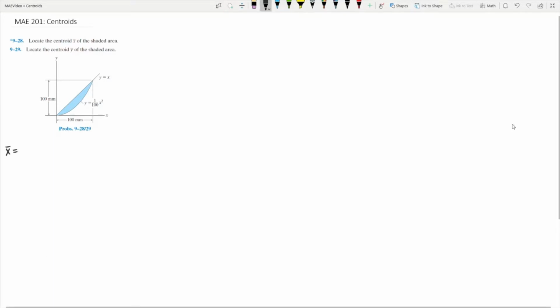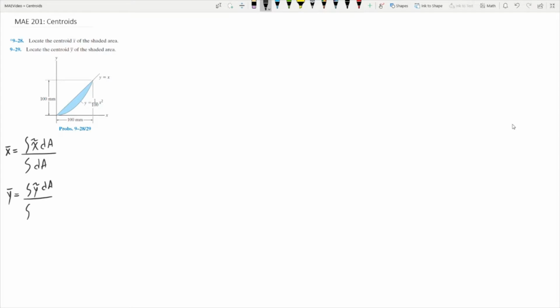So for x bar, we know that's the integral of x tilde times dA divided by the integral of dA. Similarly for y bar, the integral of y tilde dA divided by the integral of dA.